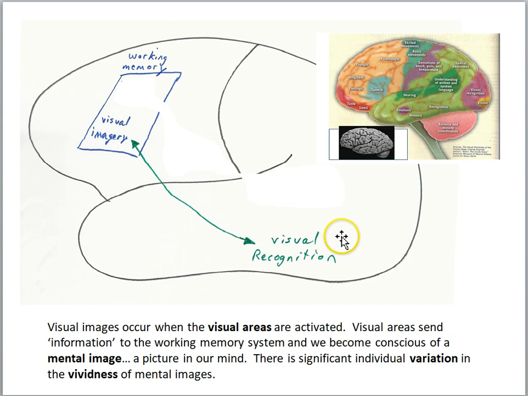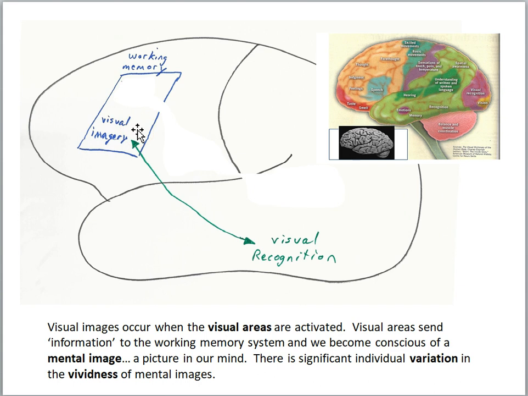For visual imagery, the idea is it's the visual system that is providing the input, the content, for the working memory system. You'll recall the visual system back here in the posterior part of the brain, and it runs all the way down through the temporal cortex here. So we're saying that when the visual system becomes activated and provides inputs to the working memory system, then we're having a visual image. This can occur with our eyes closed.